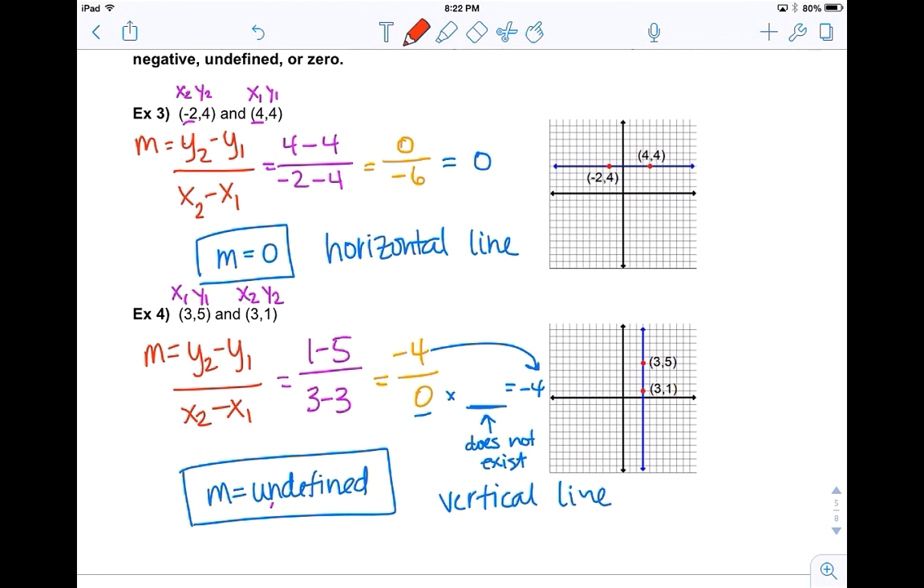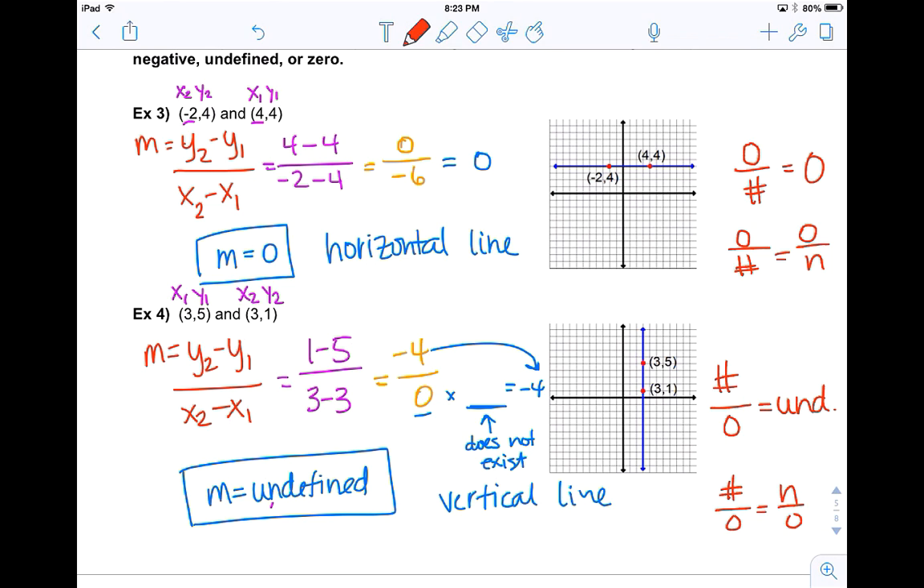If 0 is on top, if we have 0 over a number, then that's going to equal 0. But if we have a number divided by 0, that's going to be undefined. We cannot divide by 0. One of my teachers once told me 0 over a number is okay, we can do that. But a number over 0 is no. We can't do that. Okay?